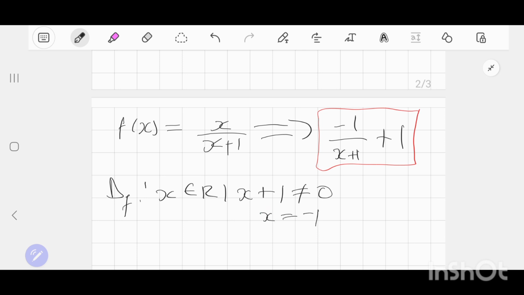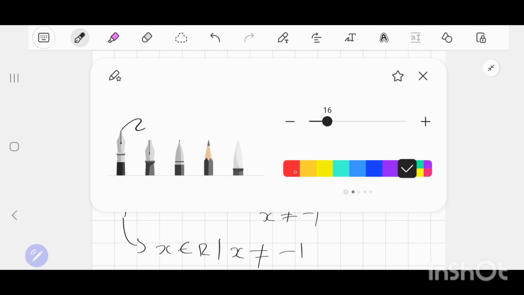So when you write it, people, fully, you're going to write it like this. You're going to say your domain, x, an element of real numbers, it can be anything, positive or negative, but it must not be specifically, what, people? It must not be negative 1. So this is how you're going to write your domain.